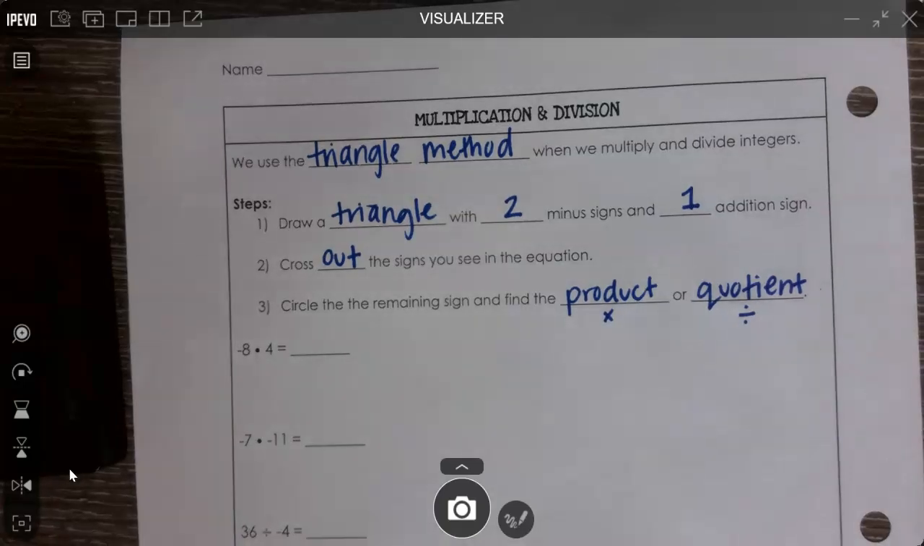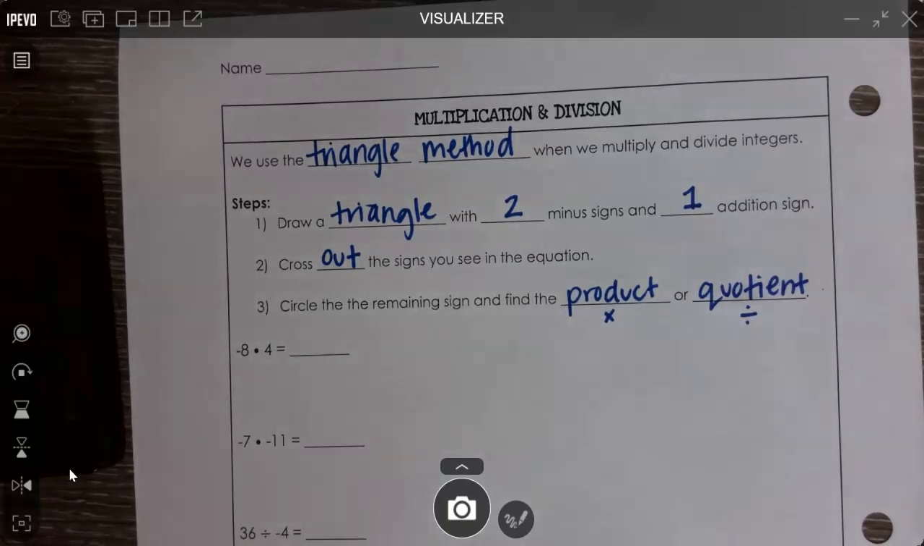Okay? So now, I've got a couple examples we're going to do together, and then you're going to have some time to practice. Make sure you check in with the guest teacher to see if your answers are correct.